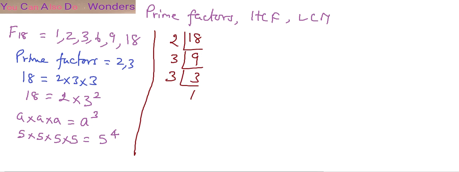Now, what are the prime factors by which we divided? What are the prime factors involved in this division? These are 2, 3 and 3. Therefore 18 can be written as 18 equal to 2 into 3 into 3. 3 into 3 is 3 square. So this is how we get the same result. Any number can be written as a product of prime factors.